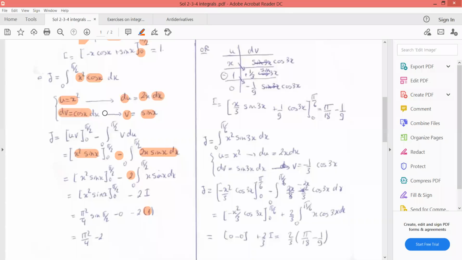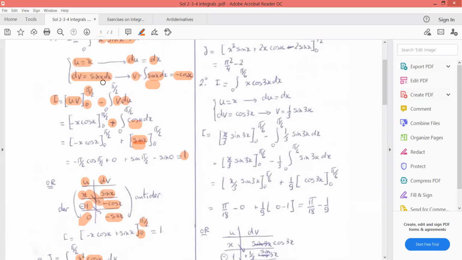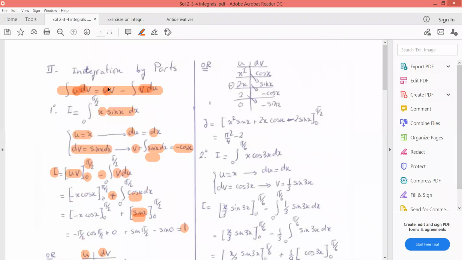So this is the main rule you have to memorize. u dv equals uv minus v du. u is the polynomial part, dv is the trigonometric part. Whenever you know this, it is very simple to calculate the integral.